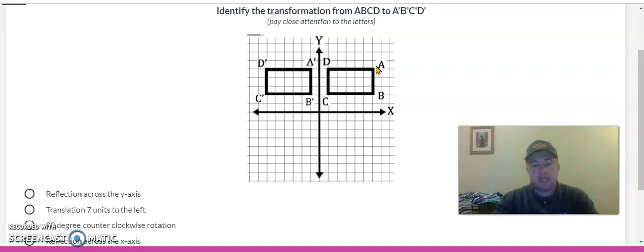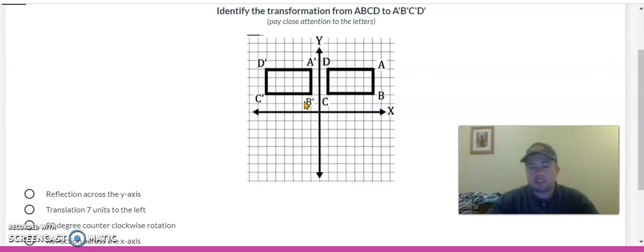And here's why. If it was a reflection, that means when I reflected A here, it would end up way over here. But it didn't. This is A, and this is D prime. And this is B, but this is C prime. So if it reflected, then this would be A, and this would be A prime, and this would be D, and this would be D prime, and this would be B, and this would be B prime, and this would be C, and this would be C prime. But it's not. But let's look and see if we can determine what it is.